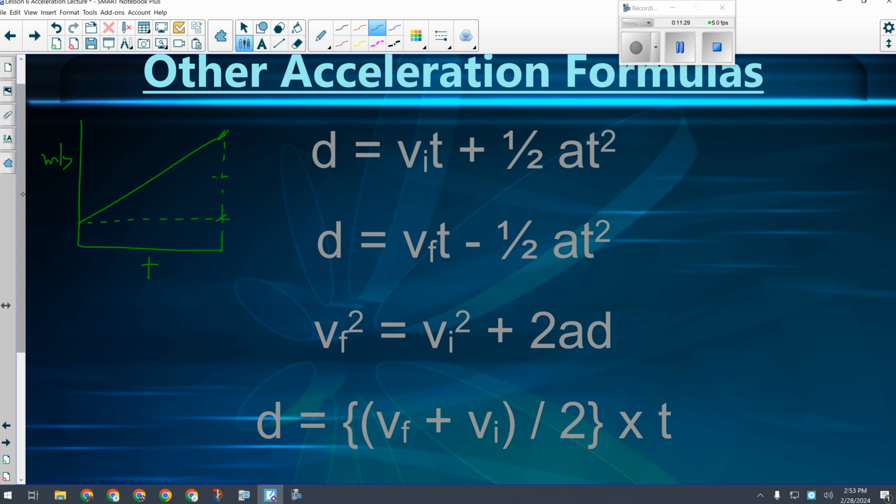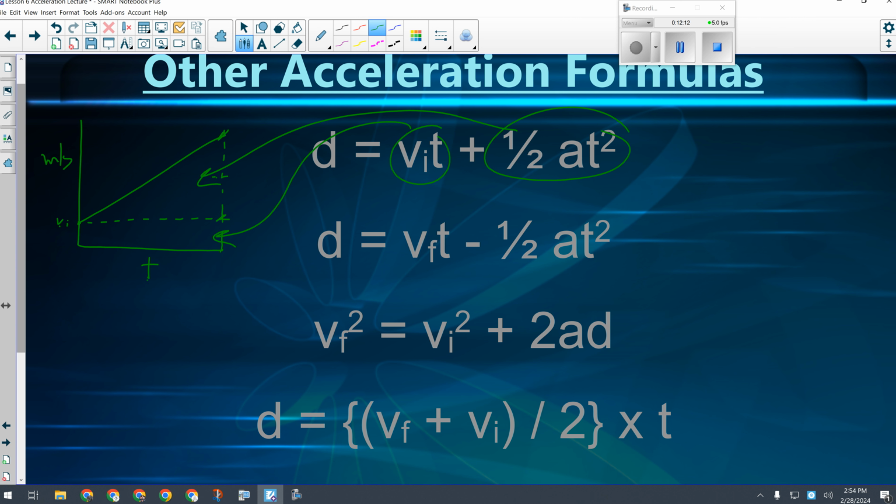Would this number here be VI? We already said that, right? That's our initial velocity. It's how fast the object's going at time 0. So if I multiply that by time, am I going base times height for this rectangle? Okay, so this part calculated that area. The 1/2 AT squared calculates that area. You add them together, you've got the area under the line. In other words, the total displacement of the object. Okay, everybody all right with that? That's where that formula is derived from.